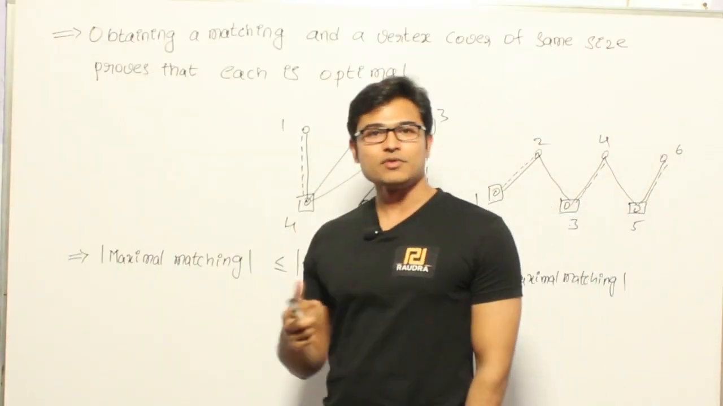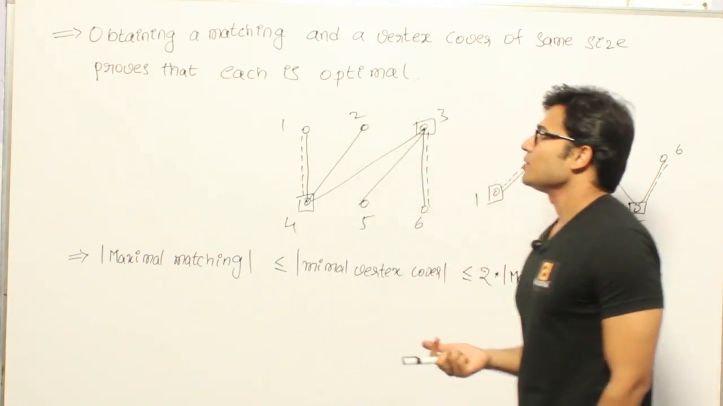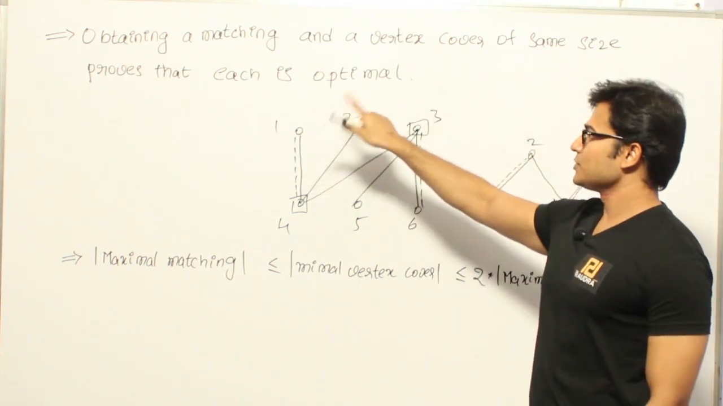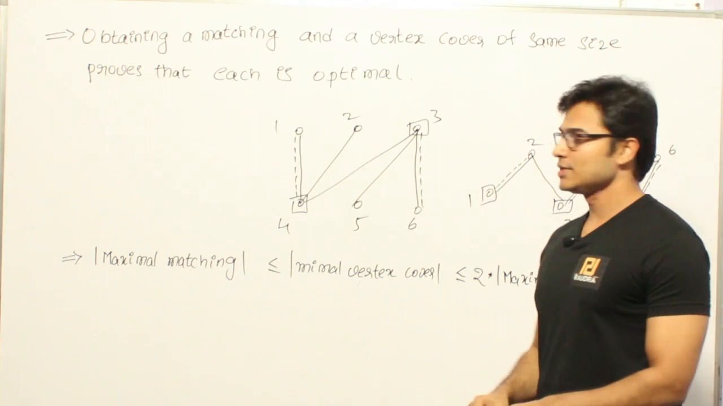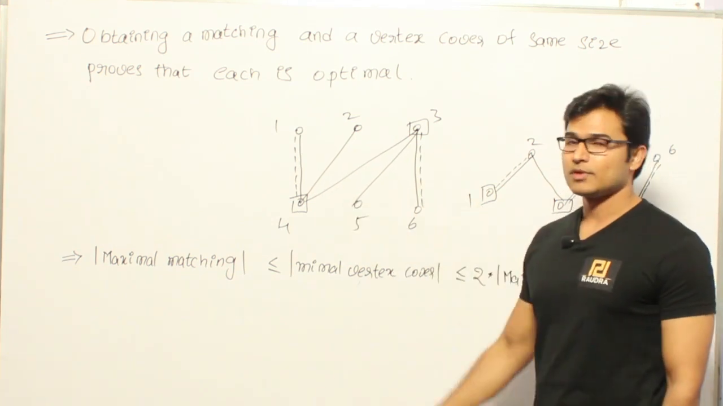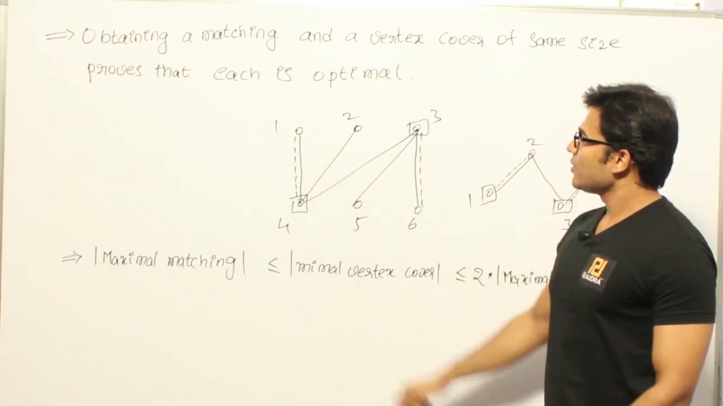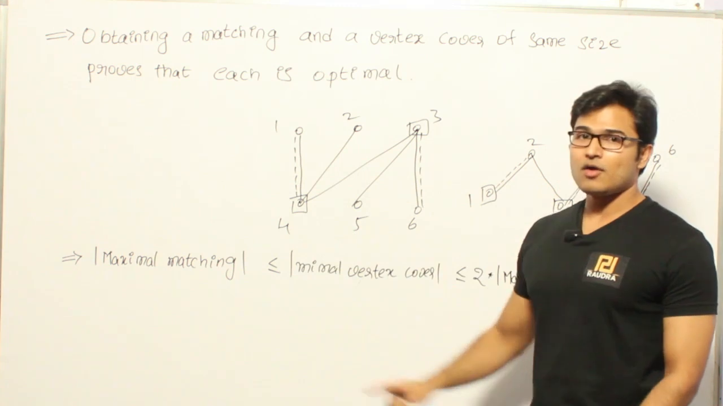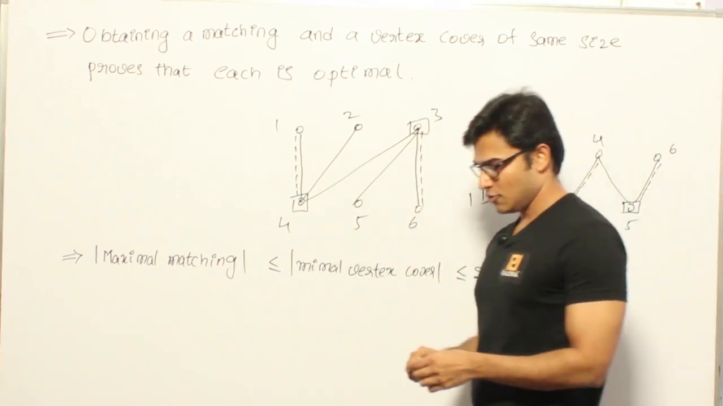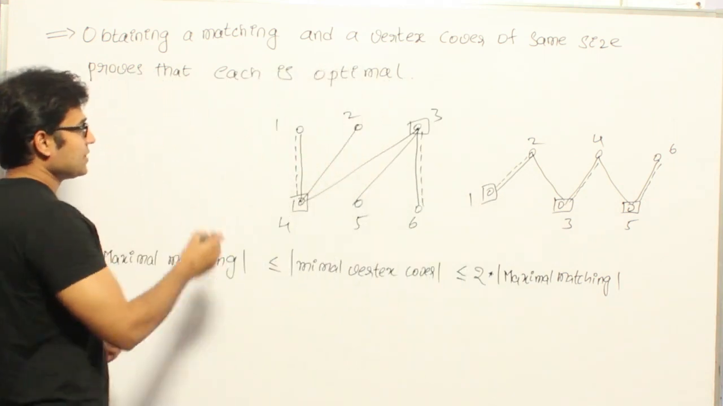These points will be useful for you to solve some of the questions in GATE if they ask you. So one important point is obtaining a matching and a vertex cover of the same size proves that each is optimal. Which means in this example, if you observe it, I got a matching of size 2, right? This one and this one, and also I got a vertex cover, okay, of size 2.